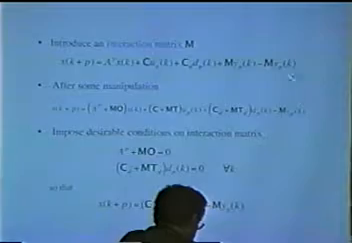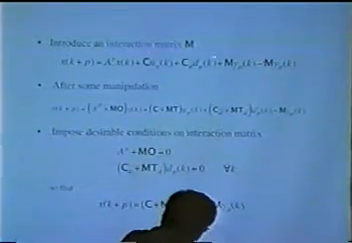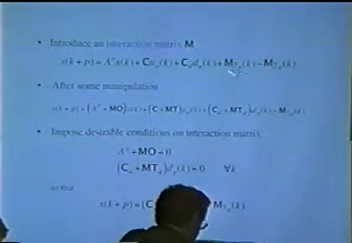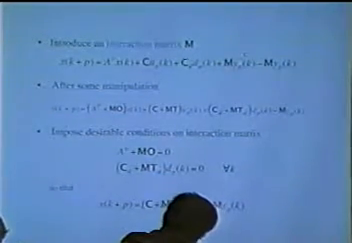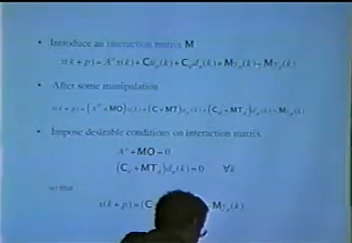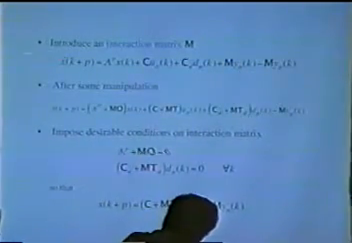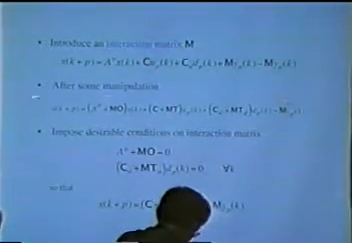Okay, so now, to do this problem by interaction matrix, we introduce an interaction matrix M by adding and subtracting the same term to the state equation. Then we plug in the expression for y sub p from the previous slide, do some algebraic manipulation, and we can get this equation.